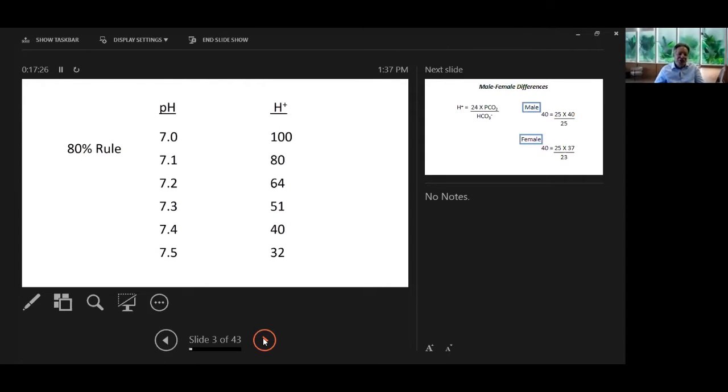But you need to be able to convert one to the other to check the equation that I just showed. So if you remember that 7 is 100, and then just keep taking 80% of the previous number. So 7.1 is 80 nanomolar, 7.2 is 64, et cetera, et cetera. It's a very quick way of converting the two mentally if you don't want to do it on your iPhone or a computer. Next slide.